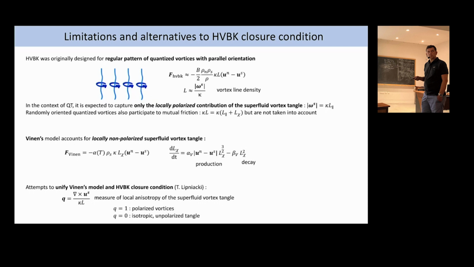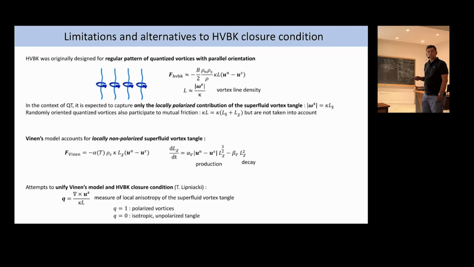So HVBK was originally designed for regular patterns of quantized vortices with parallel orientation, with the vorticity giving the information on the vortex line density. So in the context of quantum turbulence, this closure condition is expected to capture only the locally polarized contribution of the superfluid vortex tangle. It means also that randomly oriented quantized vortices which participate in the mutual friction are not taken into account. So this is a clear limitation of the modeling.